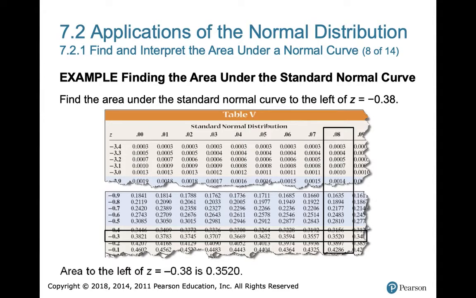So in this example, if we wanted to find the area under the normal curve to the left of z is -0.038, over on that left-hand side of this chart, we're going to go to z is -0.03. We're going to go over to the cell that corresponds with 0.08, and that entry is 0.3520. That is the area to the left of that z-score. This chart always tells us the area to the left. If we want to know the area to the right, we need to use the complement.